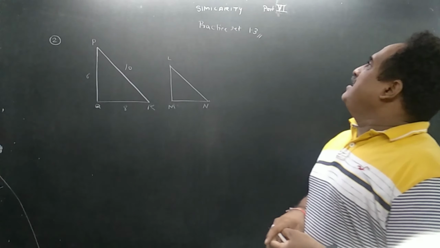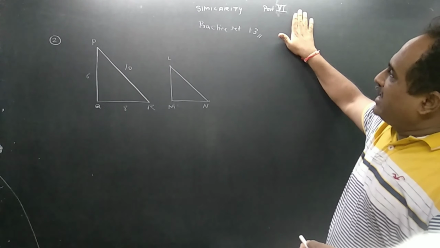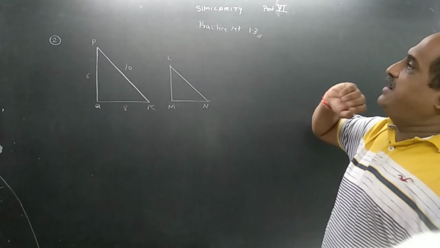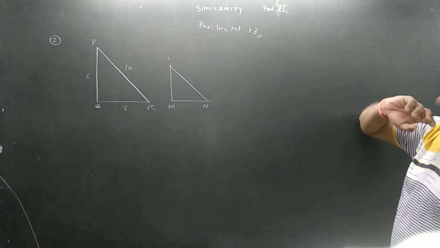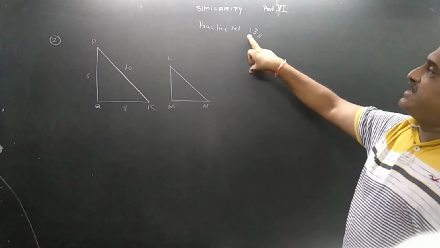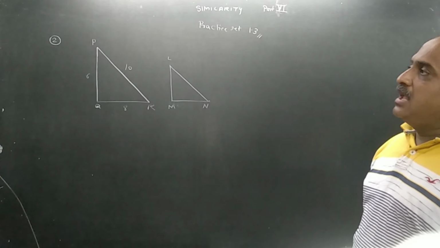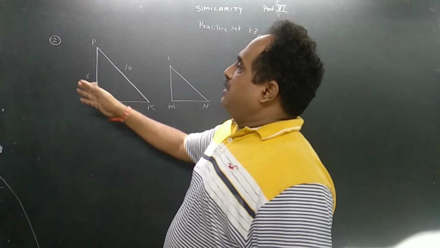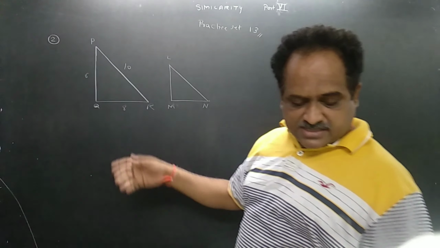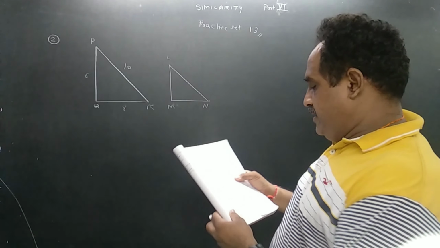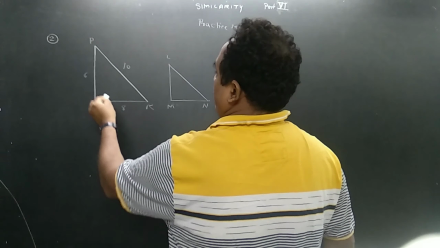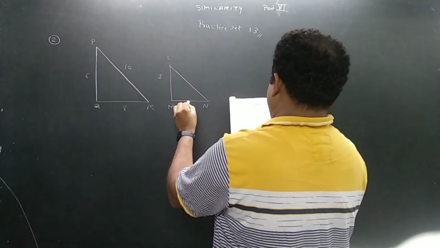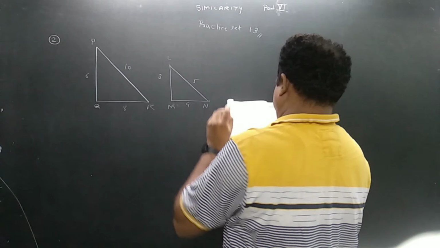Now, similarity part 6. Up to part 5 we have studied and solved the first question of practice set number 1.3. Now going to start with the second question, and the figure of this second question is this. The sides of triangle PQR are 6, 8 and 10. The sides of triangle LMN are 3, 4 and 5.